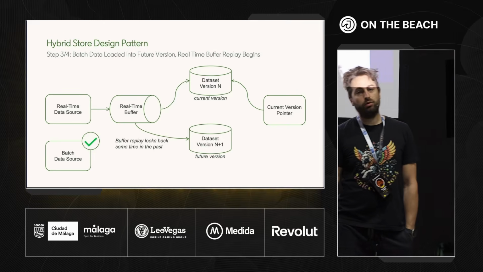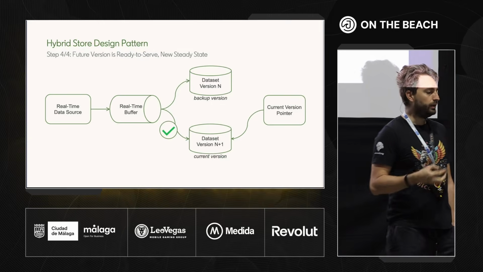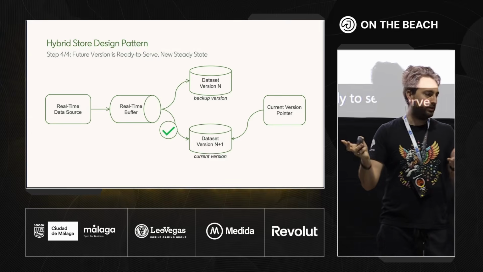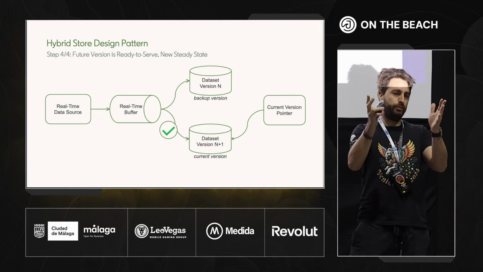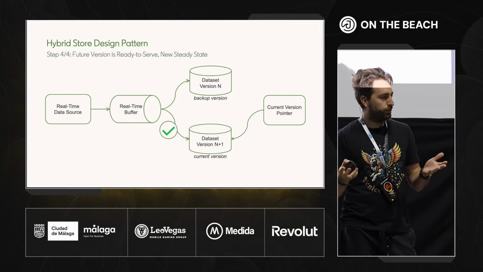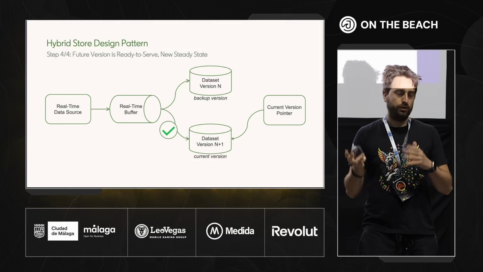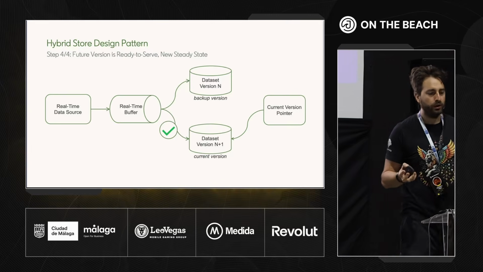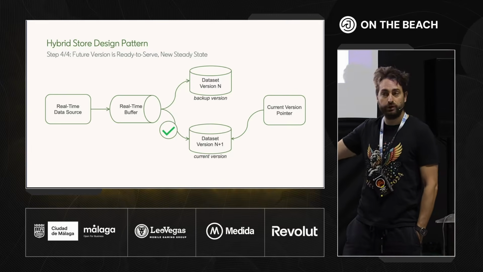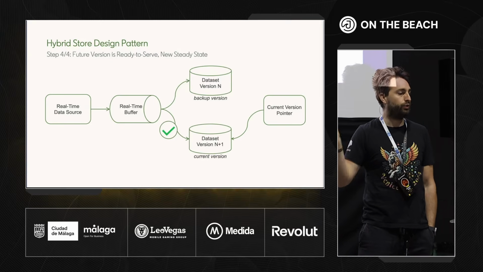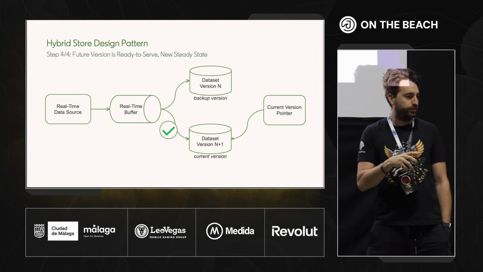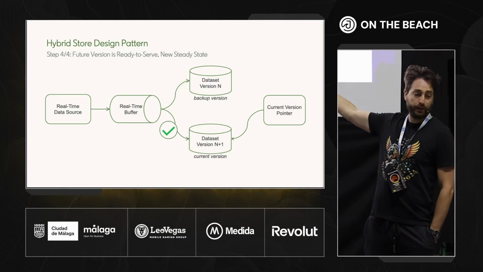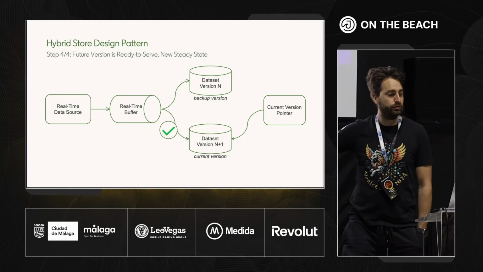And finally, at some point, the real-time buffer replay catches up. And that is when we consider version n+1 to be ready to serve. And that is when, finally, the current version pointer swaps from n to n+1. At that point, n+1 becomes the current version. And version n, which was previously the current version, now becomes a backup version, and we can retain that for some amount of time. We could even roll back to the backup version if we wanted to, let's say if we detect data quality issues in version n+1. And in this new steady state we have here, the real-time write operations are continuing to get applied to all active dataset versions, right?